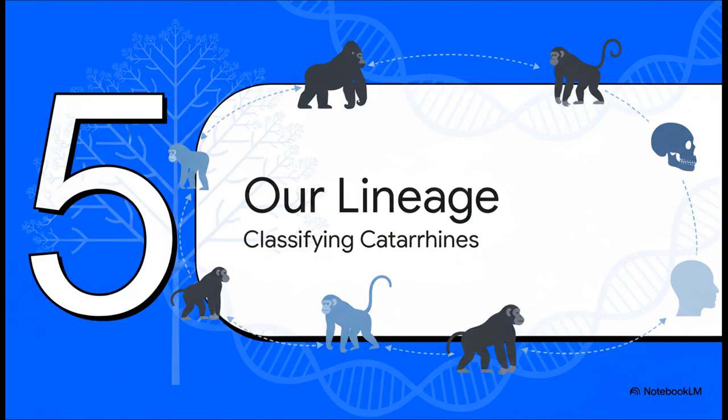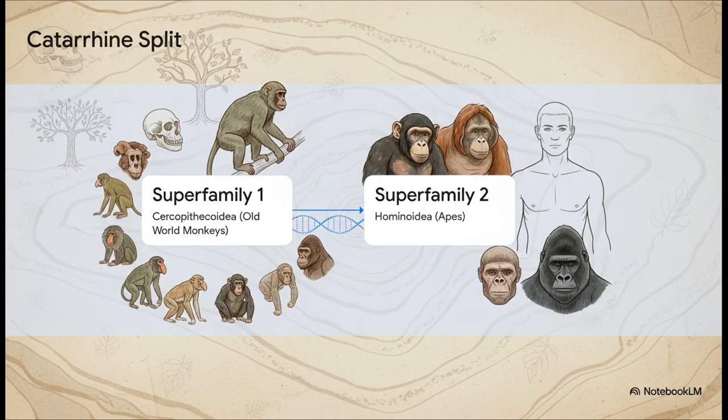All right, now we get to the really fun part. We're going to zoom way in on the catarrhines. We're going to follow the branches down the classification system to pinpoint exactly where we fit in. So the very first major split inside the catarrhine group is the one that separates the Old World monkeys from the apes. As you can see, the monkeys all get grouped into the superfamily Cercopithecoidea. Meanwhile, all the apes, and that includes us, belong to the superfamily Hominoidea.